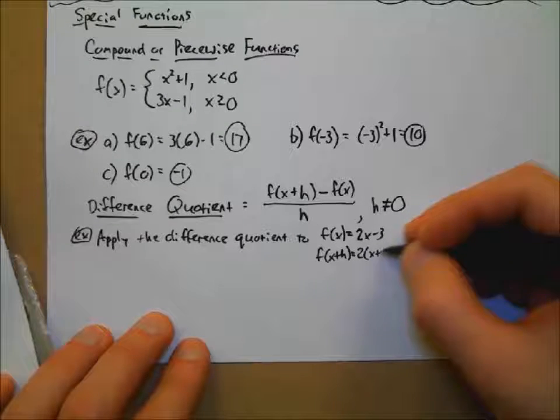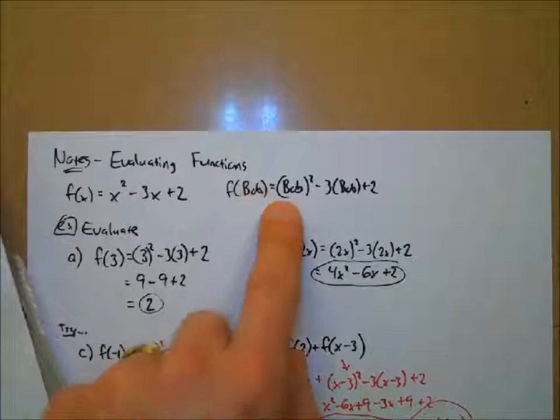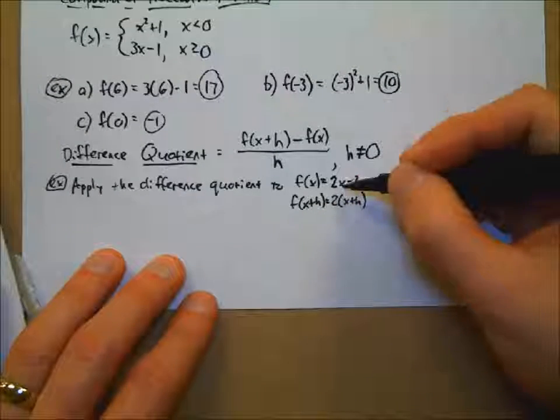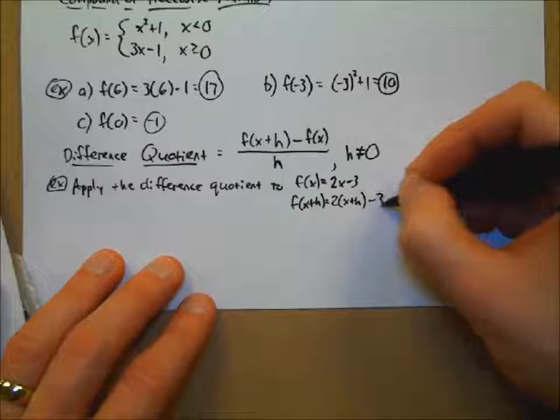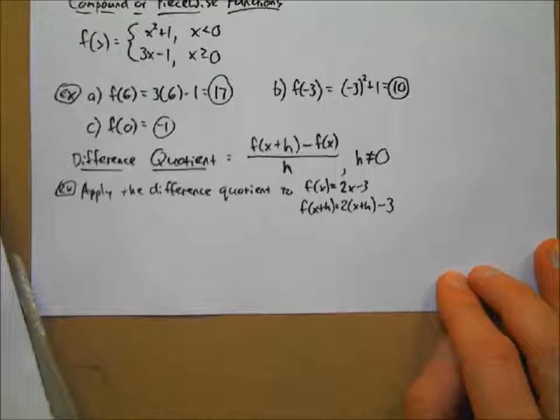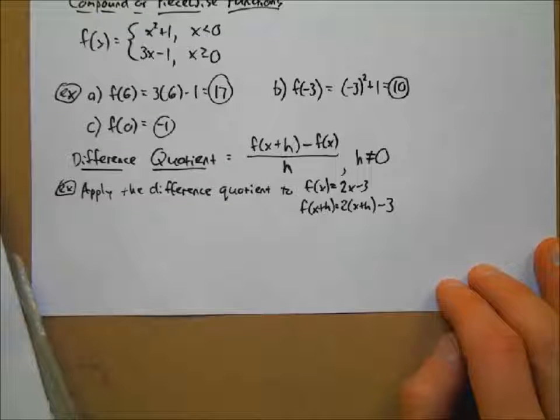x plus h. Okay, so you can see what I'm getting at here, right? F of Bob, right? The Bob replaces all the x's there. So here it's f of x plus h, and so the x's get replaced by x plus h's. And we'll have the minus 3 there as well. Okay, it's just a substitution. That's all there is to it. But it is tricky. I'm not going to stand up here and say it's not. I know it's difficult for some students. Okay, it's a little tricky.